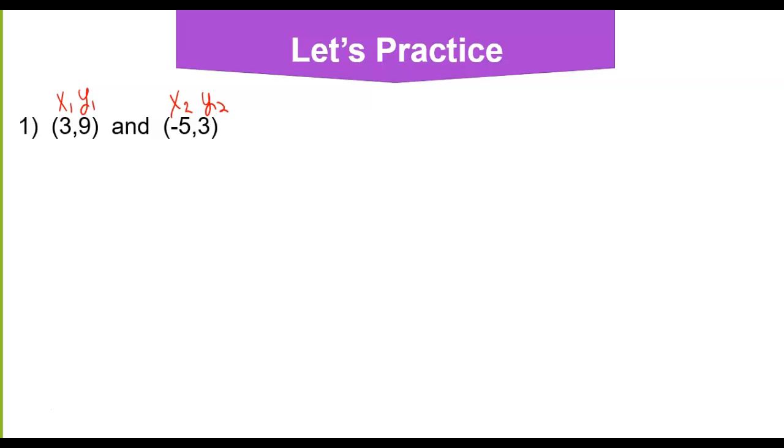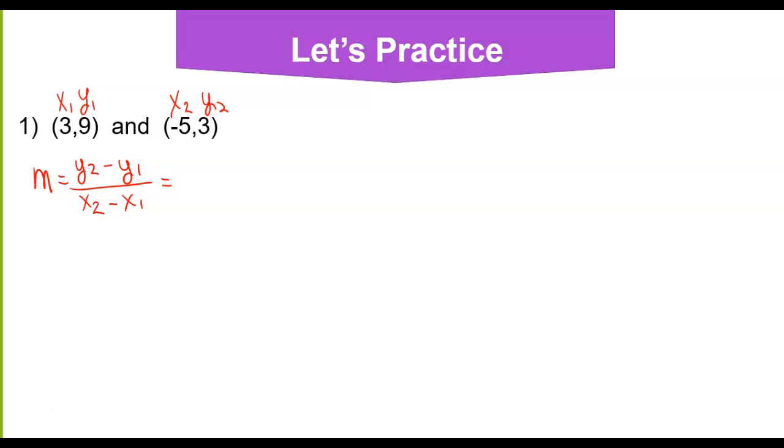Okay, so then what's my step 2? Write the formula. All right, what is the formula, everybody? I need everybody. I can't hear you. y2 minus y1 over x2 minus x1. So we wrote the formula. Now we're just going to substitute into the formula.